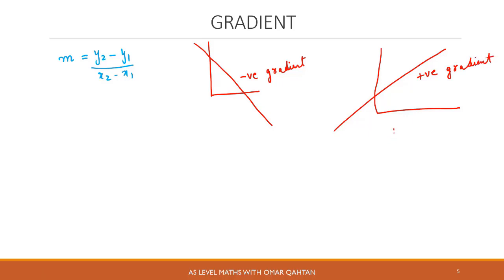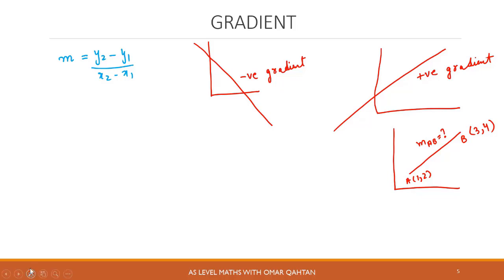Alright, now let's take a graph and try to find the values. How do we actually find the gradient? Let's see, A is 1 comma 2, and B is 3 comma 4, and we have to find the gradient of this line. M is for gradient, and you're finding the gradient of line AB. So how do we do it?